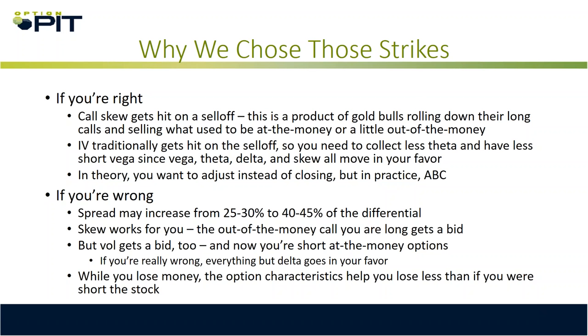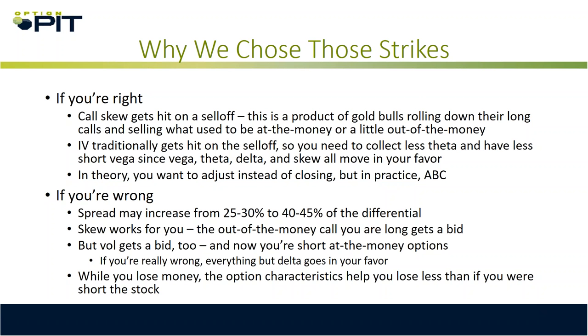If you're wrong, again, it's not going to be great for you. Spreads can increase from 25 or 30% to 40, 45% of the differential. So you're risking about 15% of the differential to make 15% of the differential. It's a one-to-one trade.